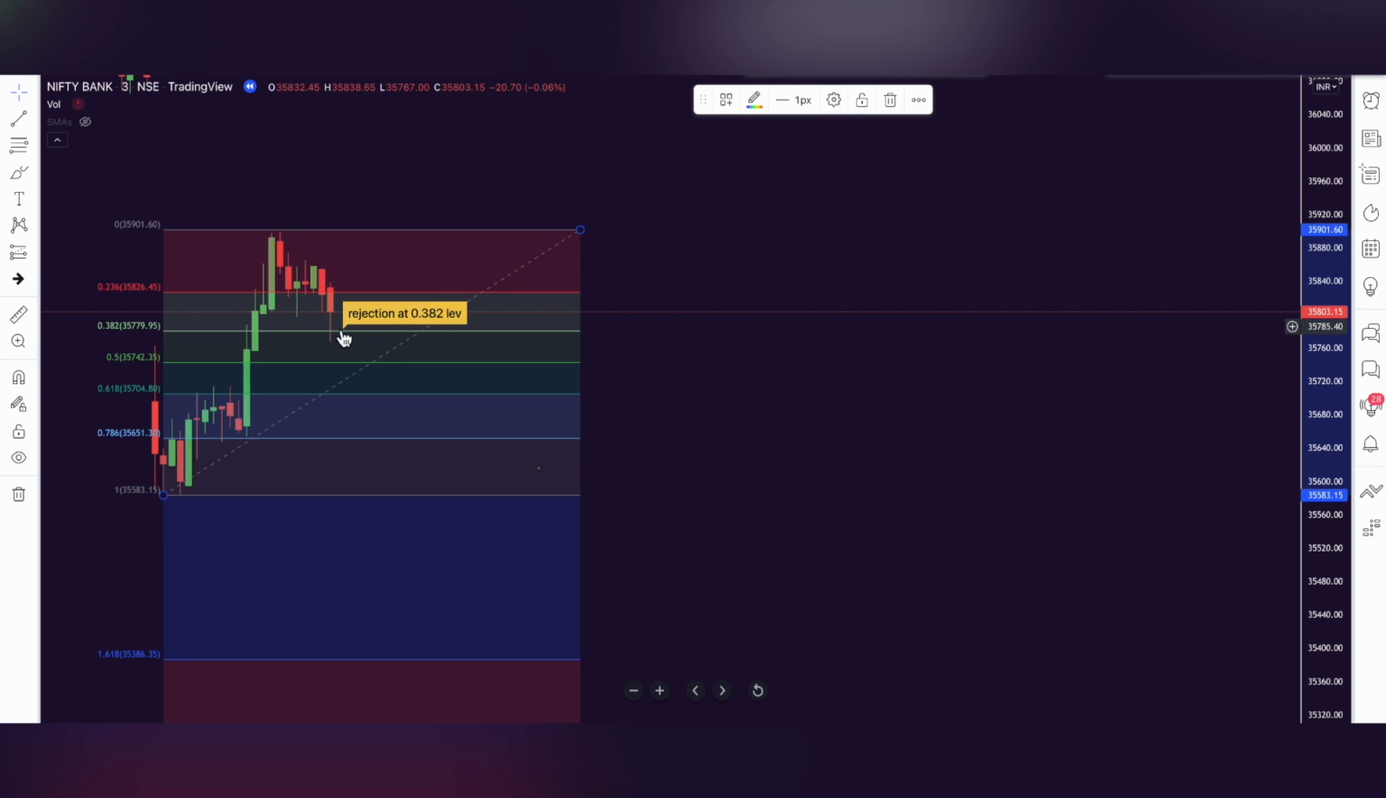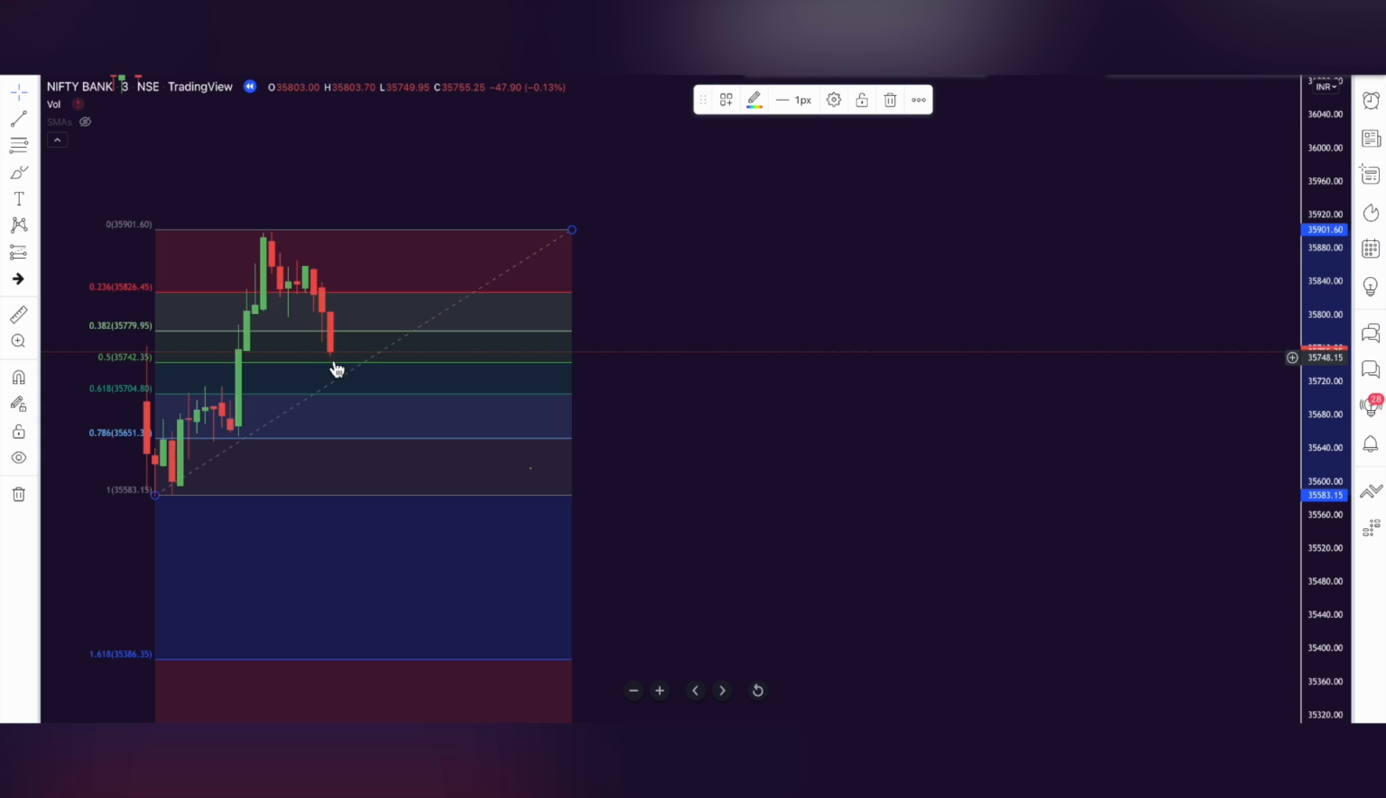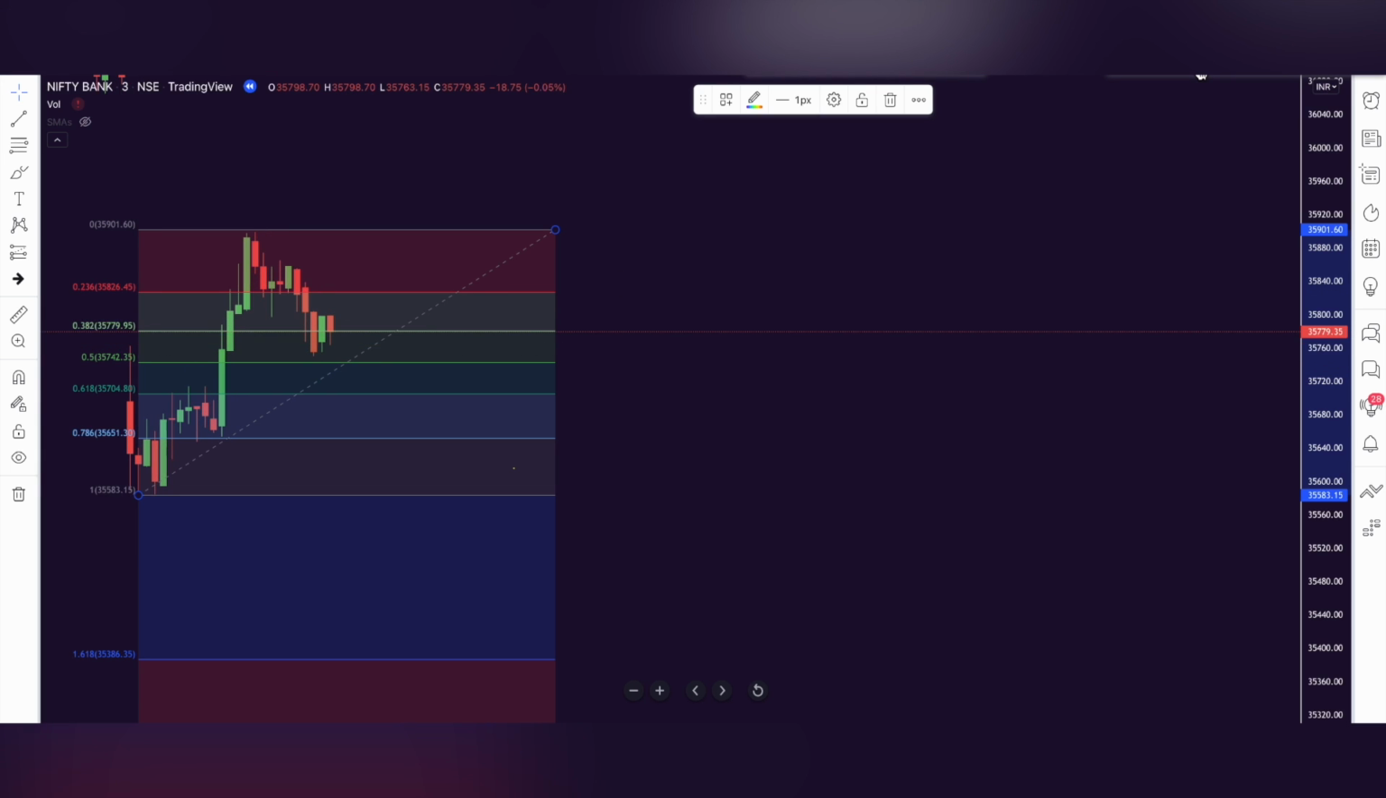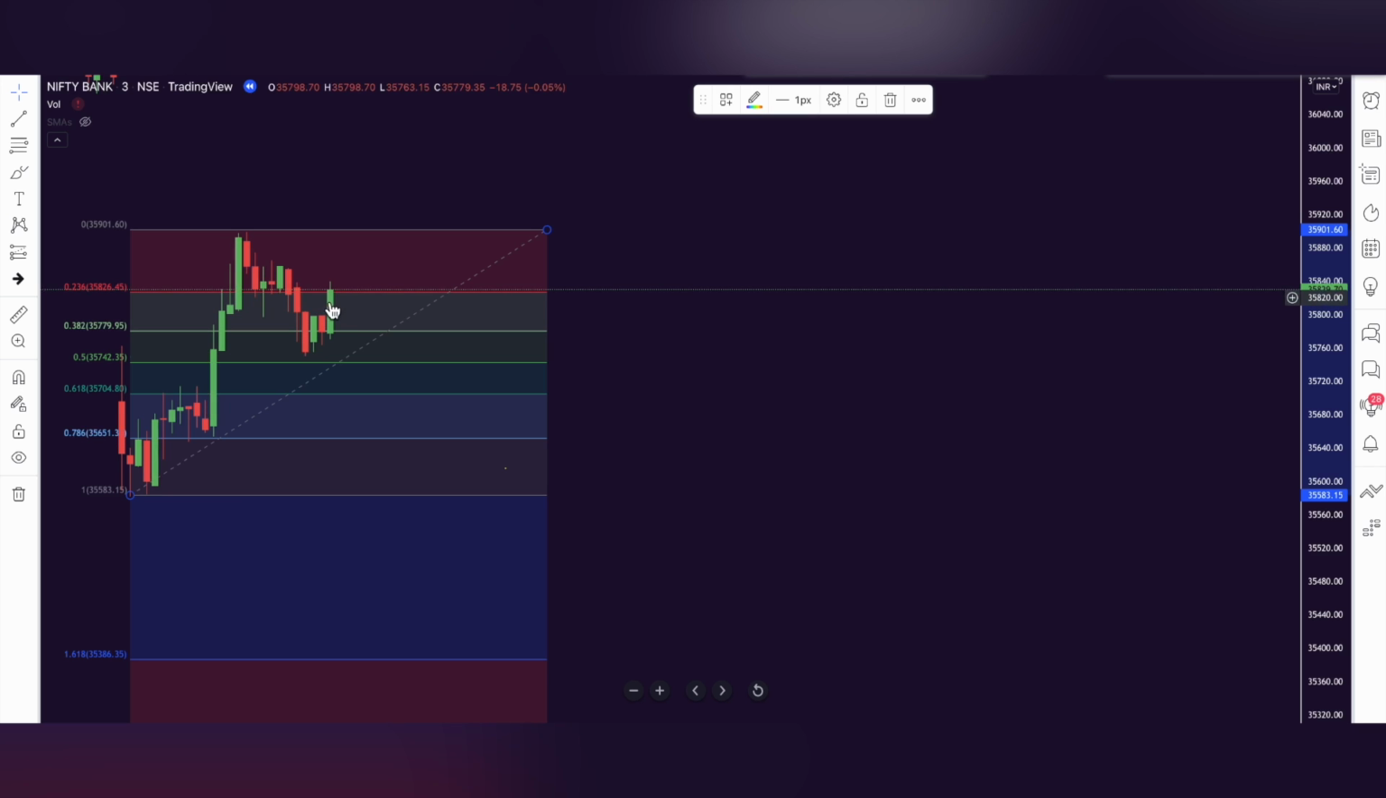We can see that the market rejected the 0.83 level, but we cannot enter the trade here because the market can go down and hit a stop loss. So we will wait. The market is coming close to the 0.5 level. It is rejecting from 0.5. Now if you see, we got a green candle, a very good bullish green candle. But I will not prefer to enter the trade here.